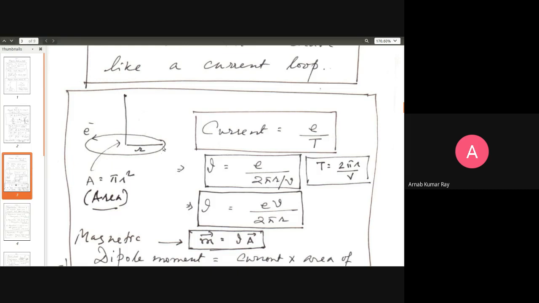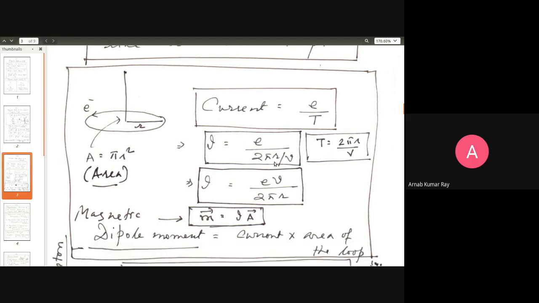And what is time period? Time taken to complete a full revolution. And what is the path in a full revolution? 2 pi r is the circumference. That's the path divided by the speed with which the electron is traveling, 2 pi r by v. So basically time period is 2 pi r by v, and that is what we put. So the v comes up here: I is equal to ev by 2 pi r.